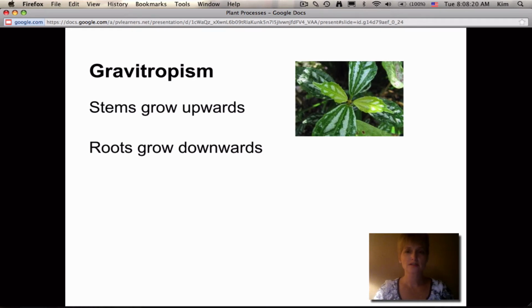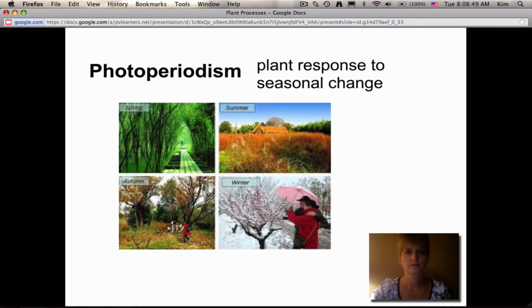This is really just the cells in plants have different signals that they're using. Root cells are different than the cells that are in stems. And root cells, their signals are telling them to grow down into the earth. And then the stems, because they have different cells and different signals within those cells, grow upwards towards the light. And then photoperiodism is that plants respond to seasonal changes.